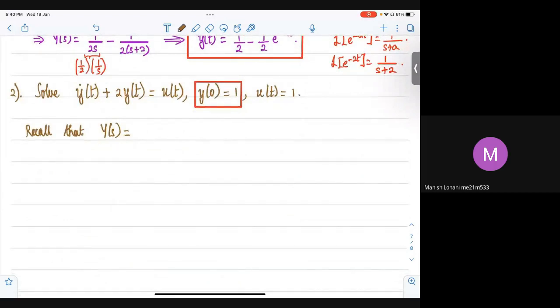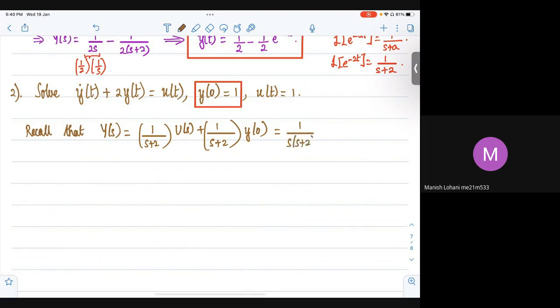So Y(s) will be 1 divided by (s plus 2) times U(s), plus 1 divided by (s plus 2) times y(0). Now U(s) is 1 by s, so the first term will still be 1 divided by s times (s plus 2), and y(0) is no longer 0, it is 1, so the second term will be 1 divided by (s plus 2). Okay, so this is what we have.